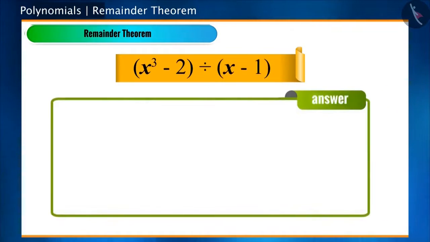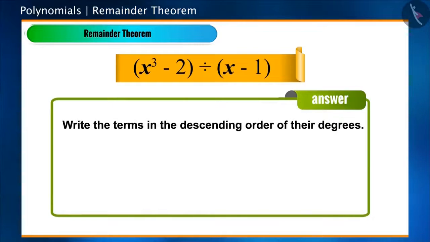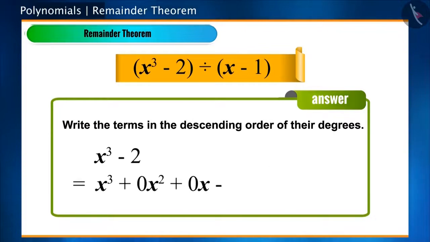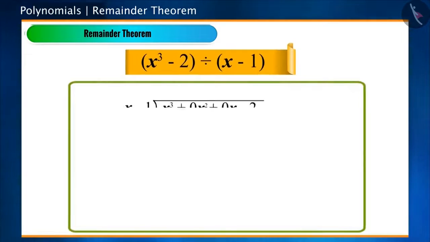What are we doing first? Let's write the polynomial in the descending order of its powers. Is the polynomial in descending order here? Yes, but if we look closely, we will notice that terms with x square and x are missing. In such a situation, we can write those terms by taking their coefficient as 0. And now, solving this would be easy.